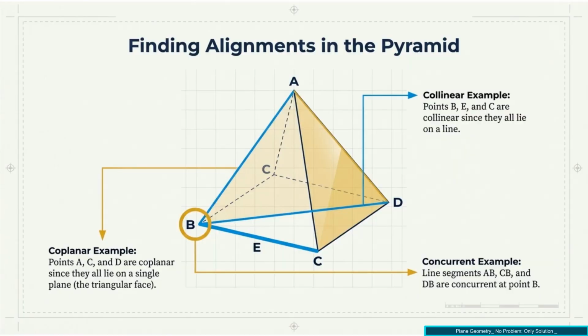Here in the illustration, points B, E, and C are collinear as they lie on one line. Points A, C, and D are coplanar on a single plane, the triangular face. Line segments AB, CB, and DB are concurrent at point B. Feel free to pause the video and study the figure.